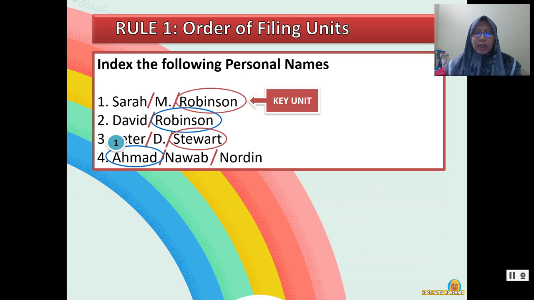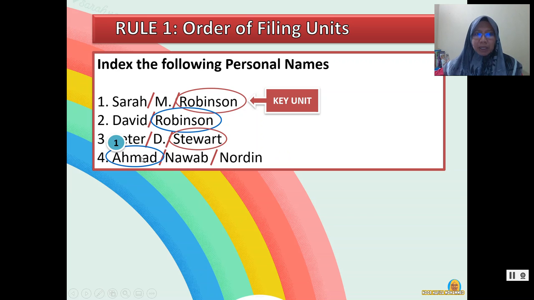So now we are going to arrange them according to alphabetic order. In order to arrange these 4 filing segments alphabetically, you need to arrange according to the key unit. Sarah M. Robinson, the key unit starts with letter R, and David Robinson also starts with letter R. Peter D. Stewart starts with letter S, and Ahmad starts with A. So according to this, Ahmad will be the first arrangement in the table.